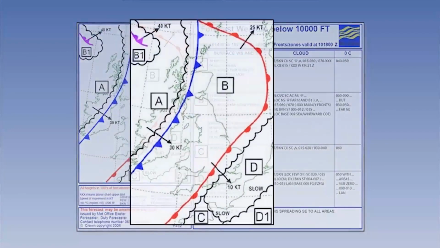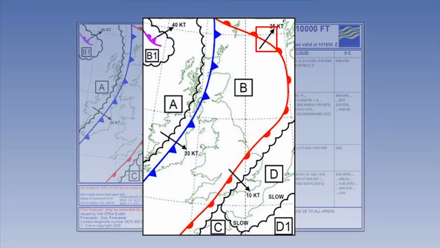The movement of fronts and area boundaries is identified by arrows, which indicate the direction of movement. The numbers which appear beside the arrows indicate the speed, in knots, at which the feature is moving. If a front or area boundary is stagnant or moving at less than 5 knots, then the word slow appears alongside.